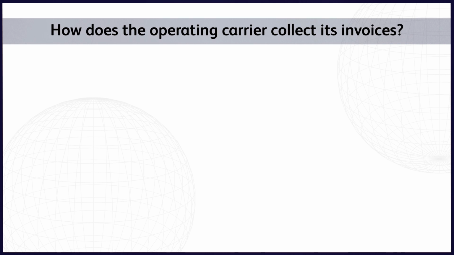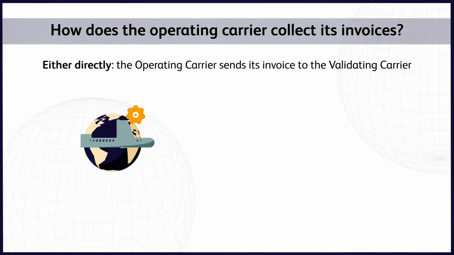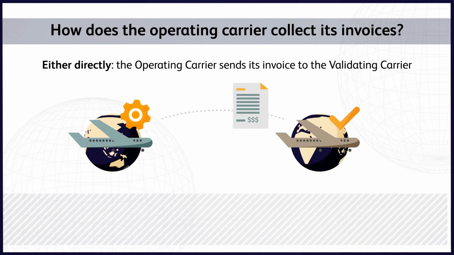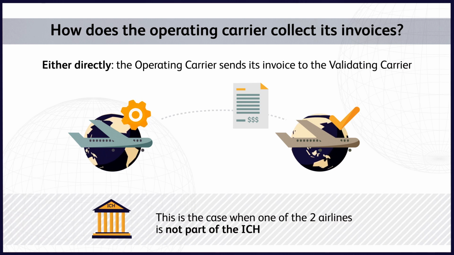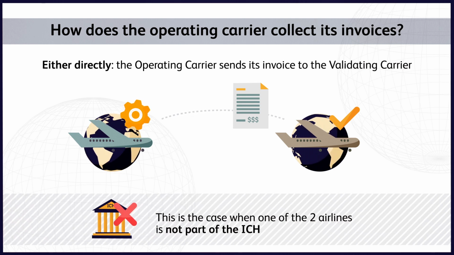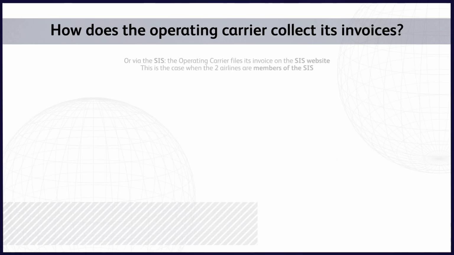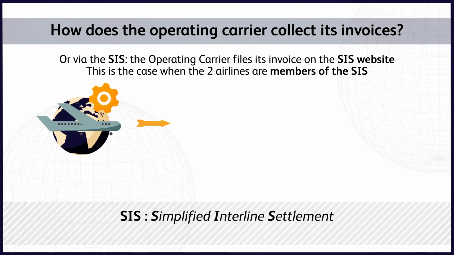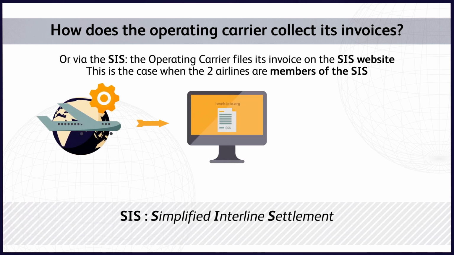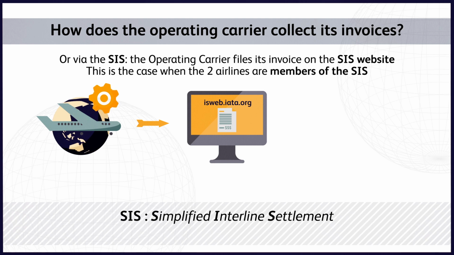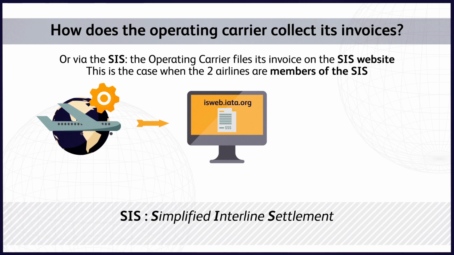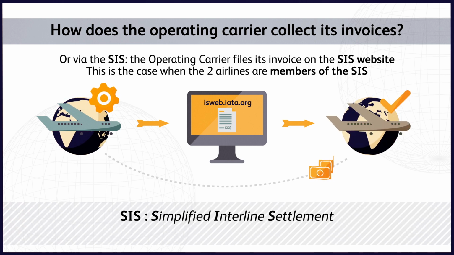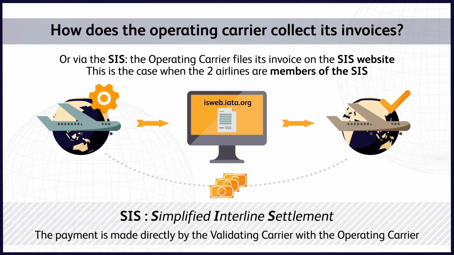The operating airline collects its invoices either directly: the operating carrier sends its invoice to the validating carrier. This is the case when one of the two airlines is not part of the ICH, Interline Clearinghouse. Or via the SIS, Simplified Interline Settlement. The operating carrier files its invoice on the SIS website, www.isweb.iata.org. This is the case when the two airlines are members of the SIS. The payment is made directly by the validating carrier with the operating carrier.